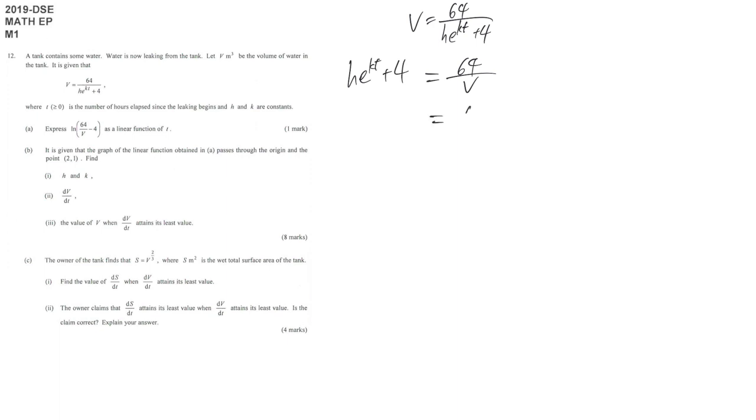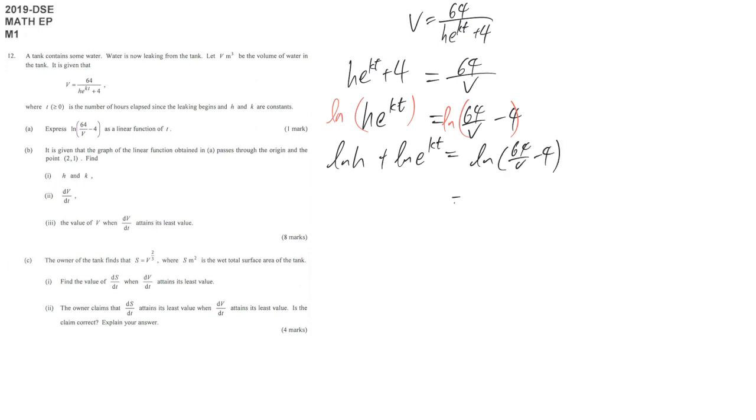And then you realize that 64 over v minus 4 is this term. And you find a natural log here, that's why you take the natural log on both sides. That's why we have natural log h, plus natural log e to the power of kt, equal to this item. And natural log of 64 over v minus 4 is equal to kt plus natural log h.